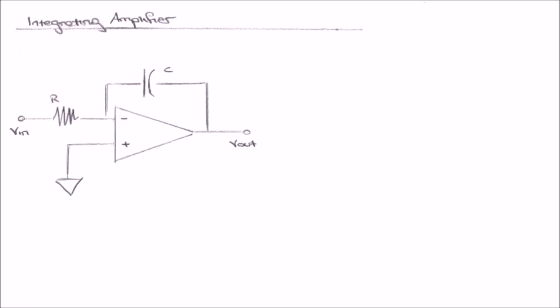Now let's analyze an integrating amplifier. So from the diagram, you can see that now we placed a capacitor between our inverting input and our V out. So we can say that V out is equal to negative voltage through the capacitor. And we know that the formula for voltage through a capacitor is equal to 1 over C, which is the capacitance, times the integral from 0 to t of the current going through that capacitor.